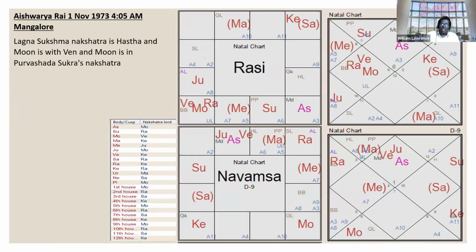So Aishwarya Rai. Look at Aishwarya Rai's horoscope. Okay. You know, her Lagna starts at Hasta.